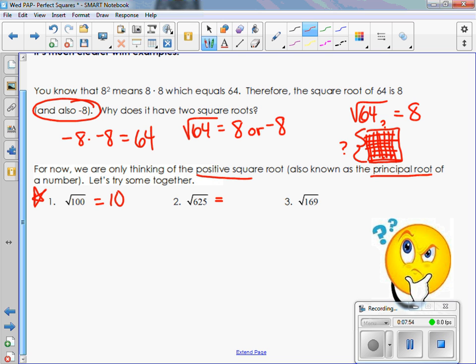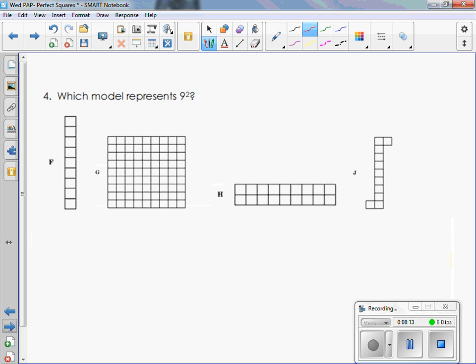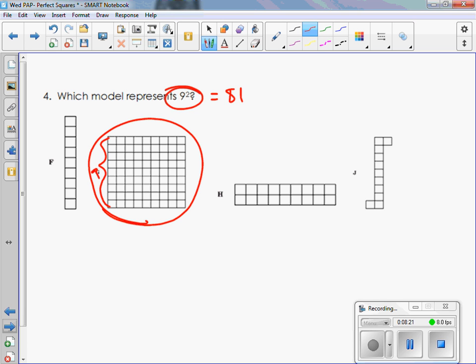625, this is why it's helpful to know some of those special ones. 25 times 25 gives you 625. 169, that's 13. If you didn't know what the square root of 625 was, you would have to guess and check. That's why memorization is kind of helpful on these. Which model represents 9 squared? Well, 9 squared is 81, so you're looking for the one that has 81 squares and has a side length of 9. So this is the model that matches.